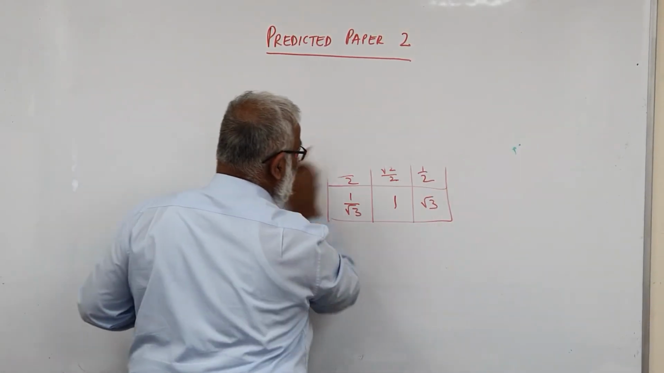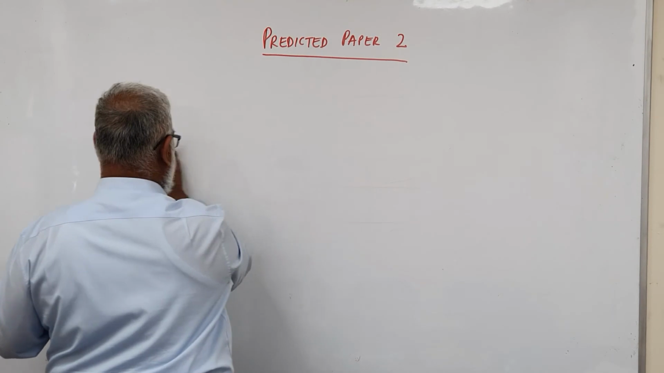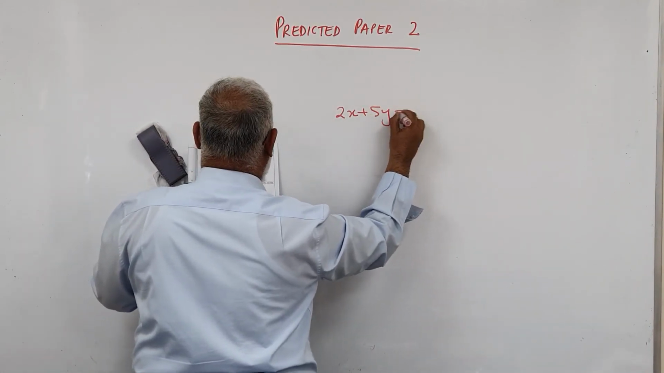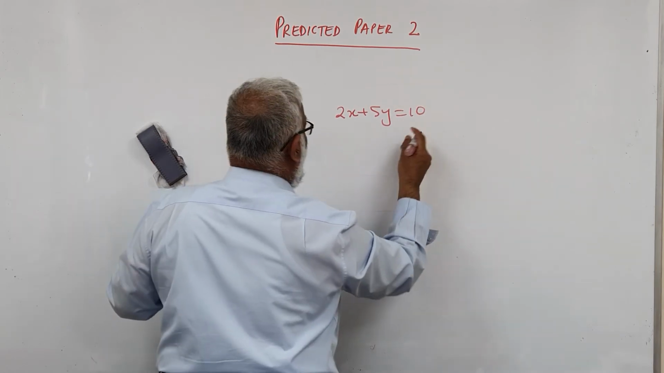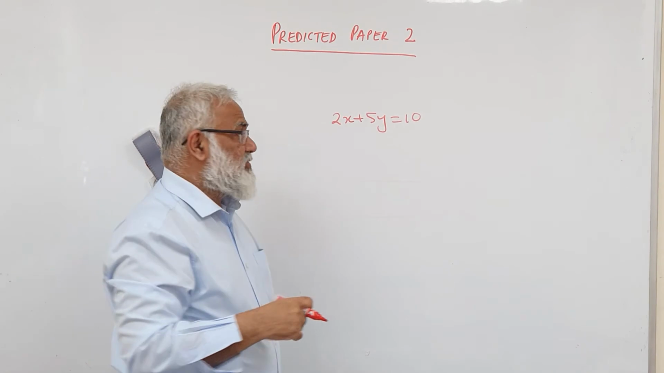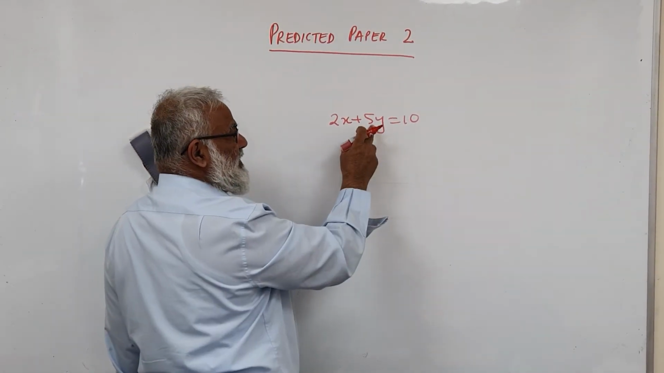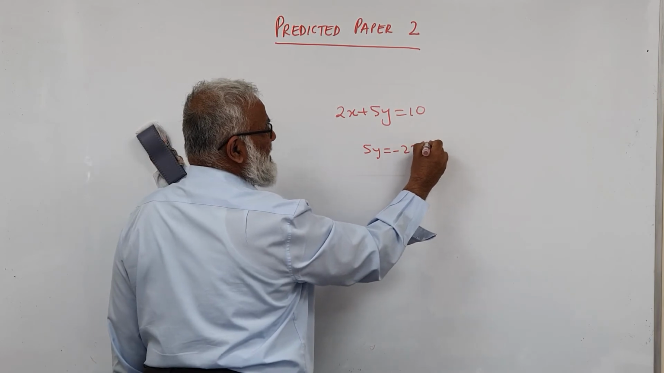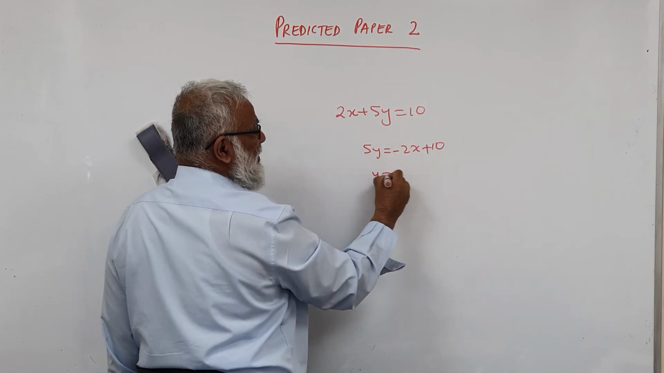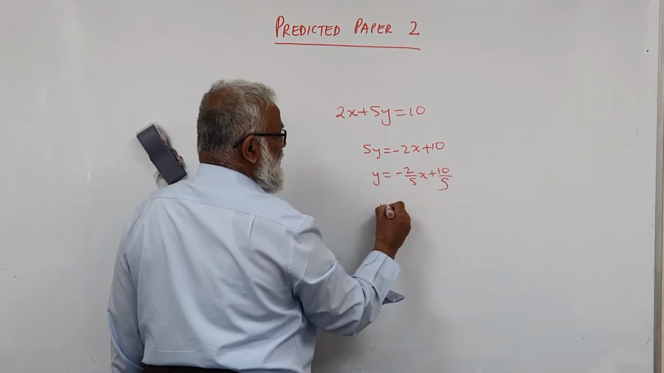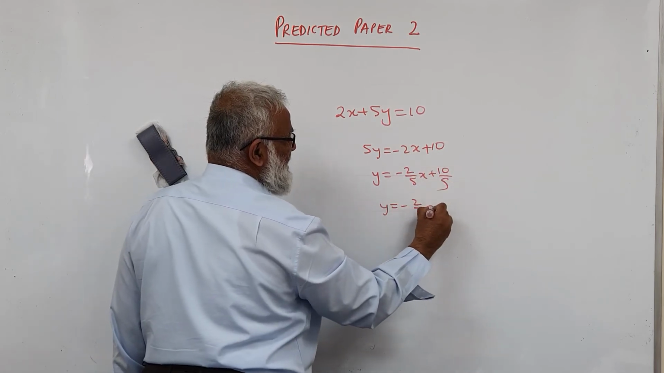Next question. 2x plus 5y is equal to 10. I want you to write down another equation which is parallel to it. So very simple. First find the value of y. 5y equals minus 2x plus 10. I make y the subject: minus 2 over 5x plus 10 over 5. So y is equal to minus 2 over 5x plus 2.